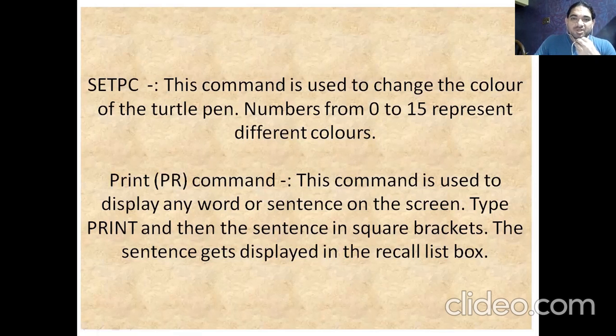This command is used to change the color of the turtle pen. The turtle is using some color, and for that there are numbers from 0 to 15 representing different colors. This table is there in your textbook, page number 18. I want you to just go through it one time. For example, 0 stands for black, 1 stands for blue, 2 stands for light green, 3 stands for light blue, like that. 15 stands for gray.